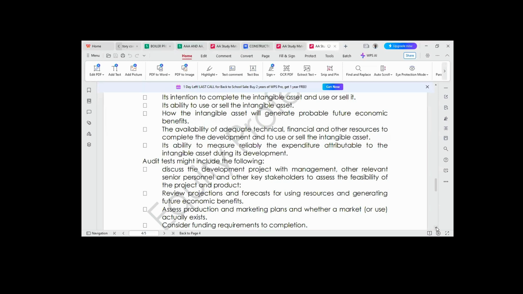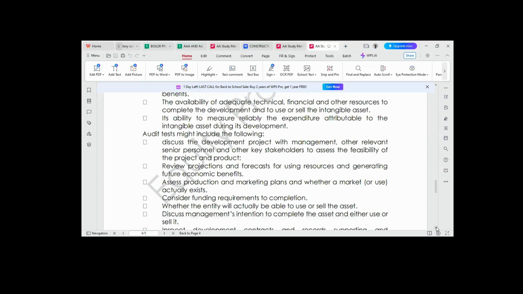All right. Then consider funding requirements to completion. So let's say the entity doesn't even have enough money to complete it now, but the project is about 90%, 95% completed. So you can see that this thing is going to come to fruition. What will you do? You can go and borrow money. And if you are going to borrow money, the bank will request certain documentation, to be sure that they are not giving money for frivolous projects. Because every loan that a bank gives, they also want to benefit from it.